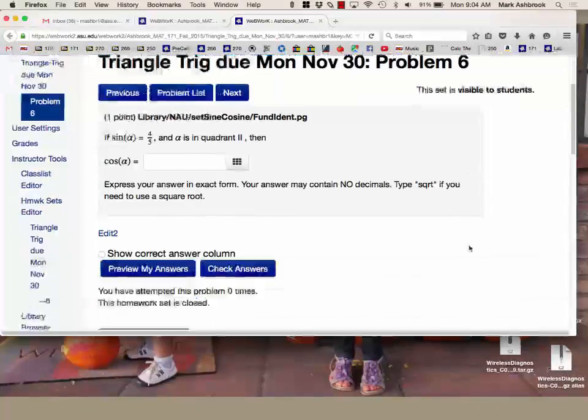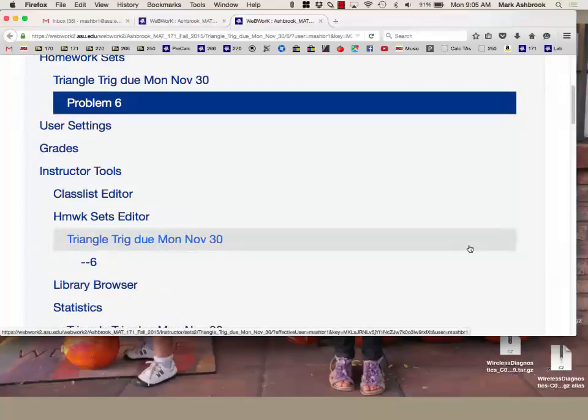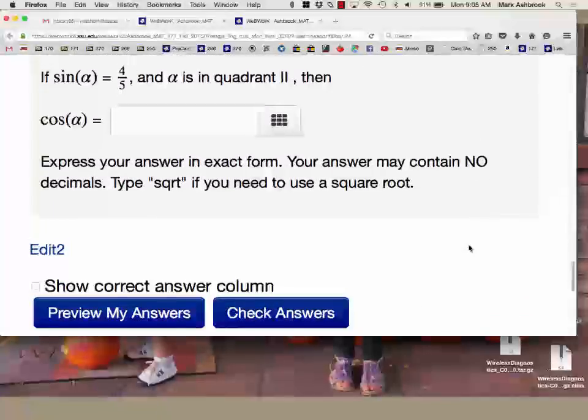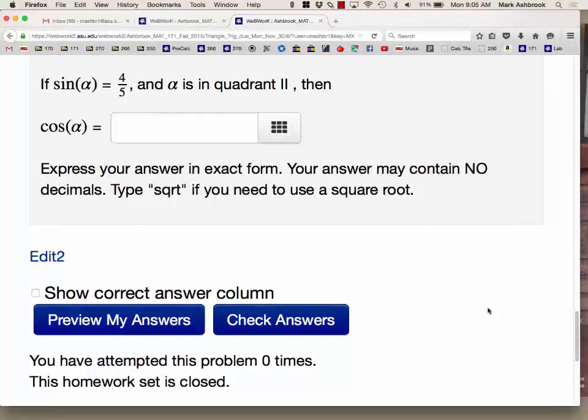Okay, let's look at this one. A little bit different. It says, so you might have had a different quadrant, but this says sine is 4/5 and alpha is in quadrant 2. So we need a picture here that kind of represents that.